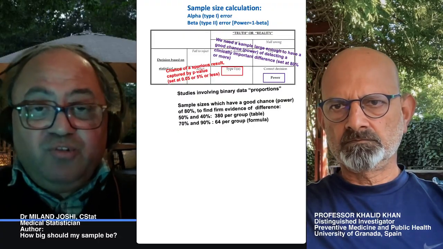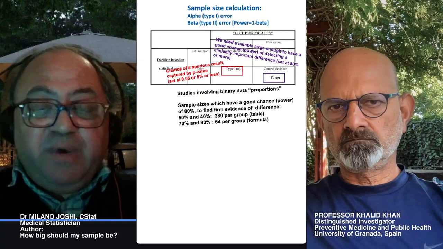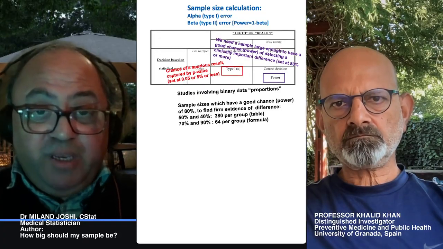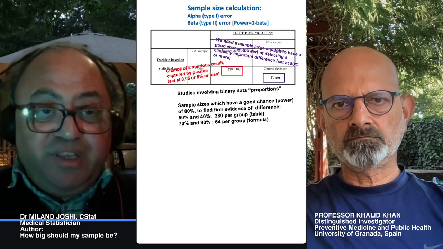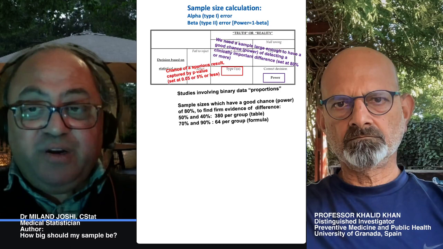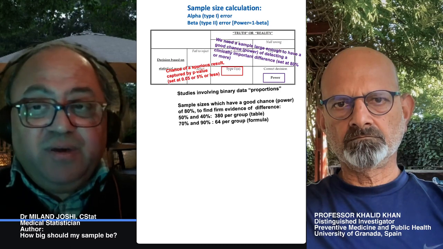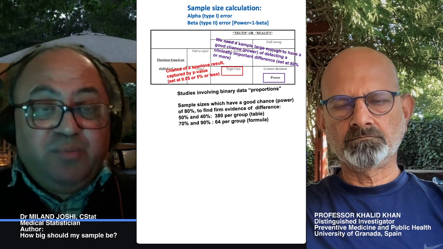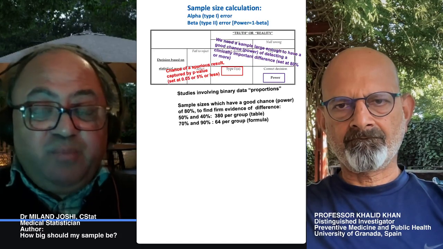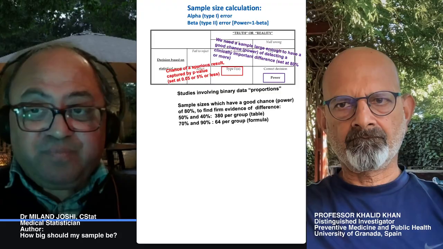Sure. Now, usually, sample sizes are a bit like magnifying glasses. The bigger the difference between the groups that you hope to pick up, the smaller the sample you will need. So, for example, if the expected proportions in the arms were 70 and 90%, you might only need 64 per group in order to have a high power picking it up. And this, in fact, can be obtained via a formula.